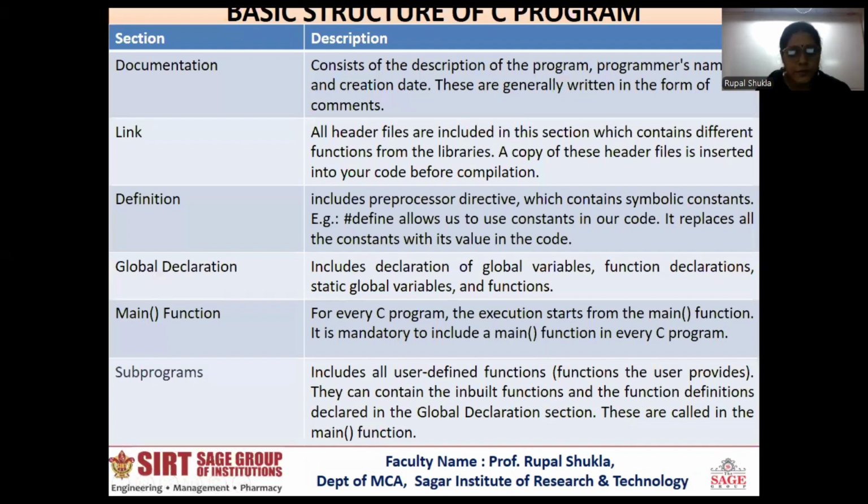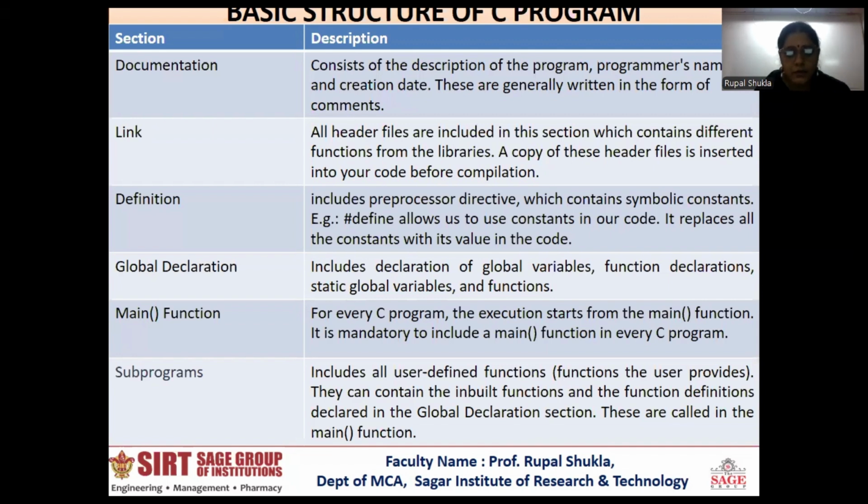Basic structure of C programs. Documentation consists of the description of the C program, the programmer's name, and creation date. These are generally written in the form of comments. Link: all header files are included in this section, which contains different functions from the library. A copy of this header file is inserted into your code before compilation.